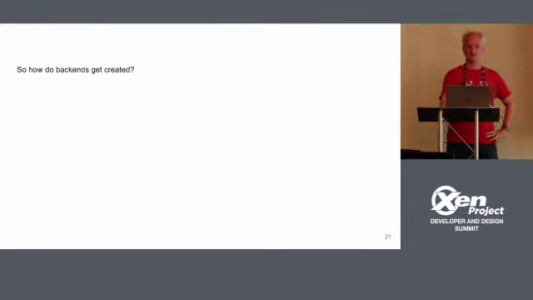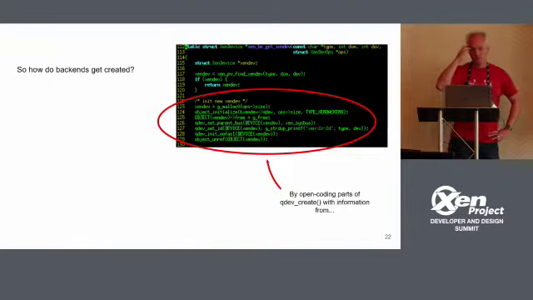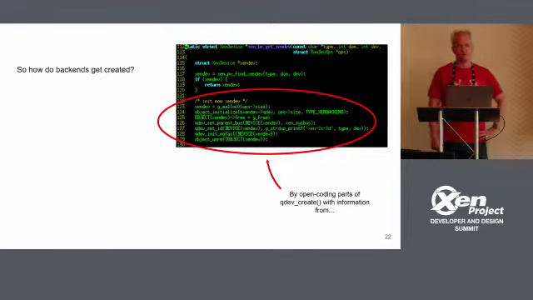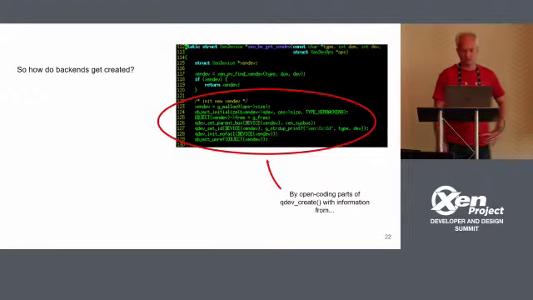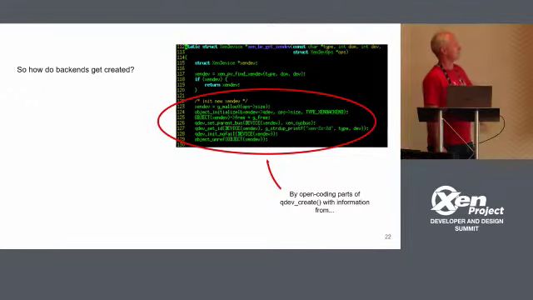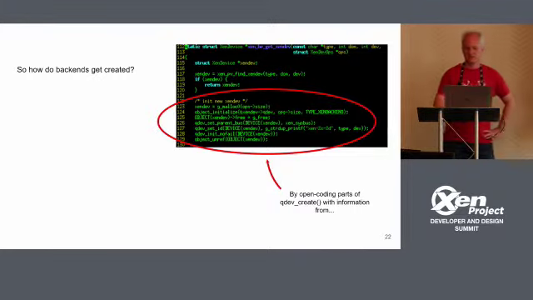So how do backends get created? Well, it turns out that they're created essentially by open coding a whole bunch of stuff, which the QDev framework's supposed to do when it's configured properly. So you can see there we just go and g_malloc an object, tell it it's a backend, set up a whole bunch of stuff, plug it into a bus, and off we go, kind of thing.